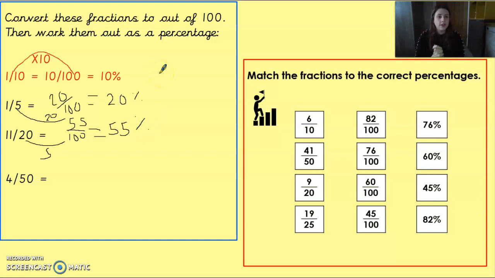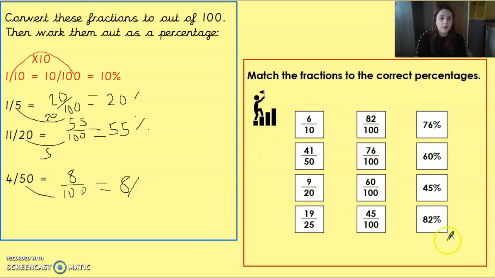Okay, hopefully we've got these ones right so far. And then the last one's really easy because we're starting with a 50. I know that double 50 is 100. So double 4 is 8. So 4/50 is 8%. Okay, so make the fraction out of 100, take the numerator, and that is the percentage, is the rule that we're taking from today.